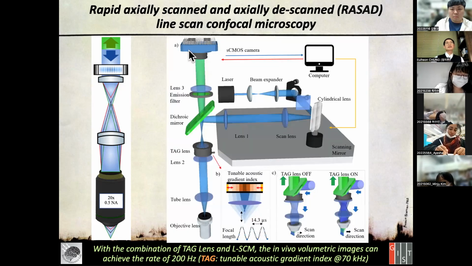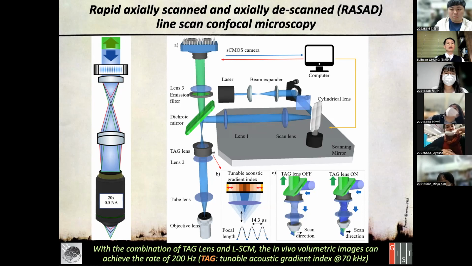So this is the three-dimensional schematic of the microscope, and it's actually similar to the previous one. However, the change is here: the TAG lens. This is the schematic of the TAG lens, where TAG stands for tunable acousto-optic gradient index. What it means is it's very similar to an AOM in cylindrical shape, that by electrically modulating, you can create this kind of lens, which you can change the focal length very rapidly.